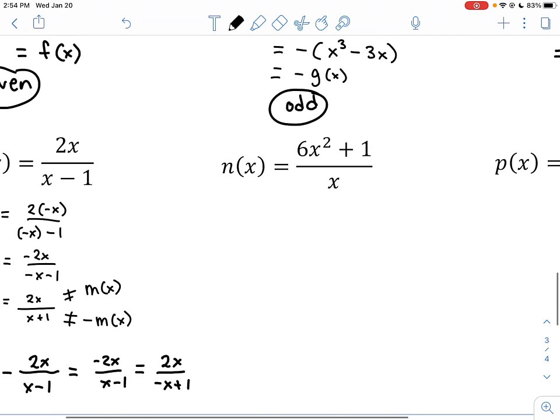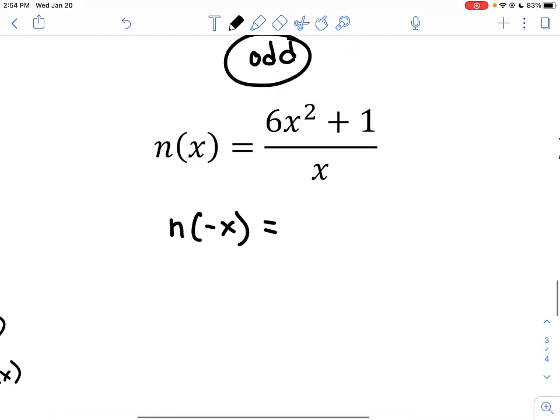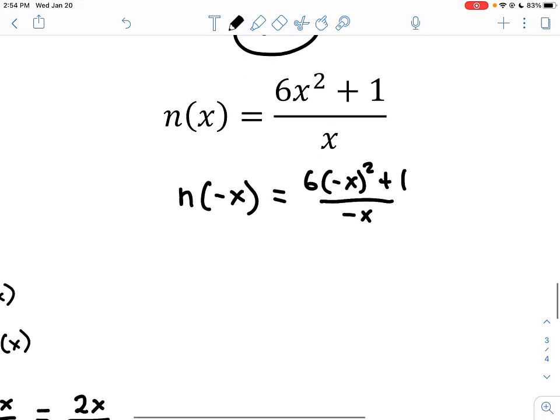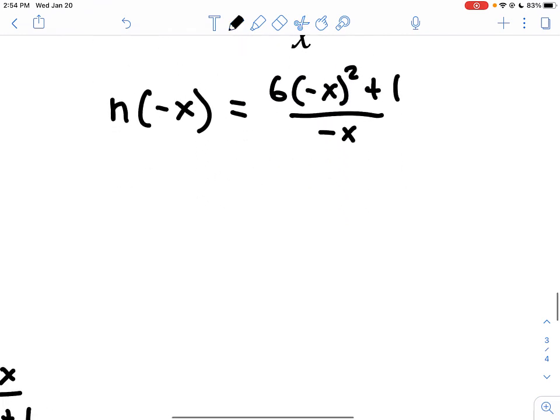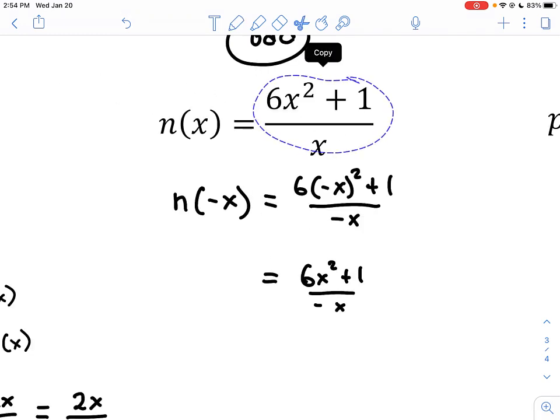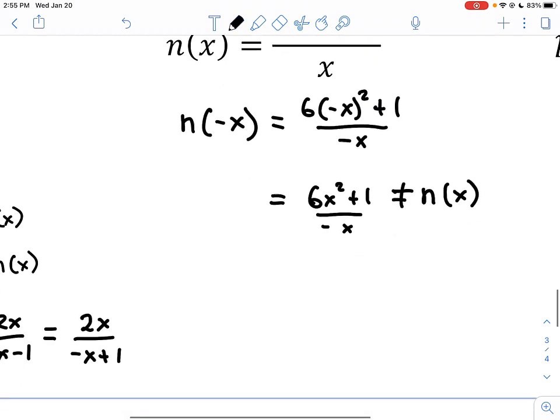Okay, now let's do n of x. Plug in negative x's for both x's. So we have 6 times -x squared plus 1 over negative x down there. The negative x in the numerator, right here, that negative will be canceled by that square, by that even power. So we just get 6x squared up top plus 1 all over -x. So right now I can say, hey, is this the same thing as the original? Are these the same? And the answer is no, they are not the same. So we know it's not the original. So this is not an even function.